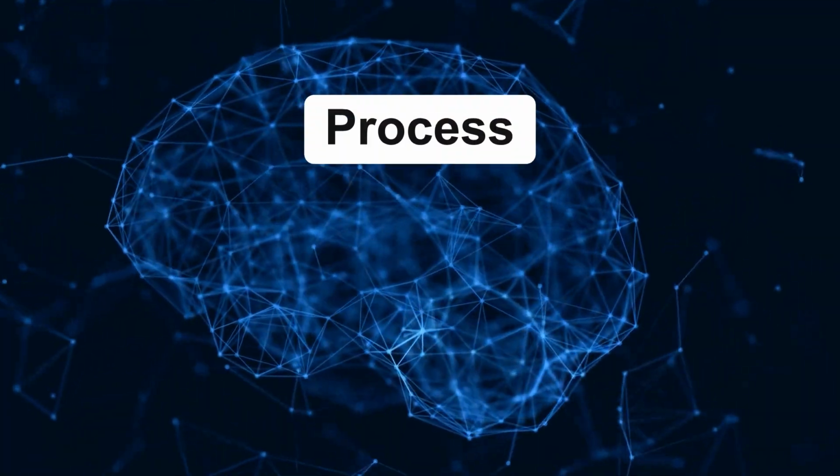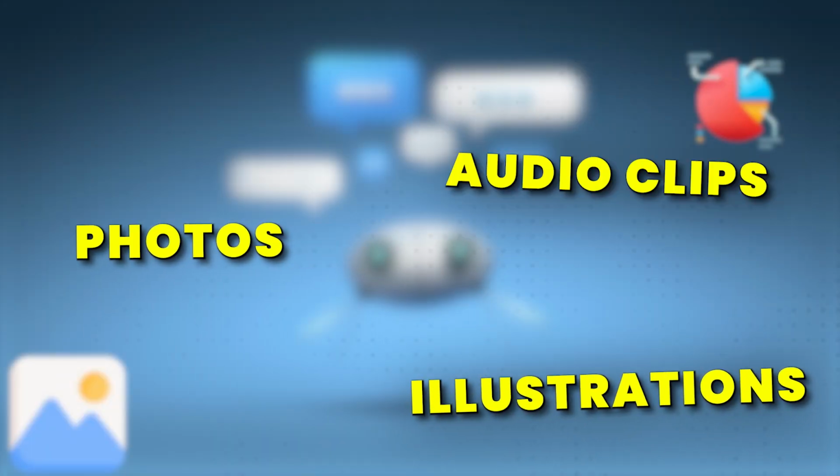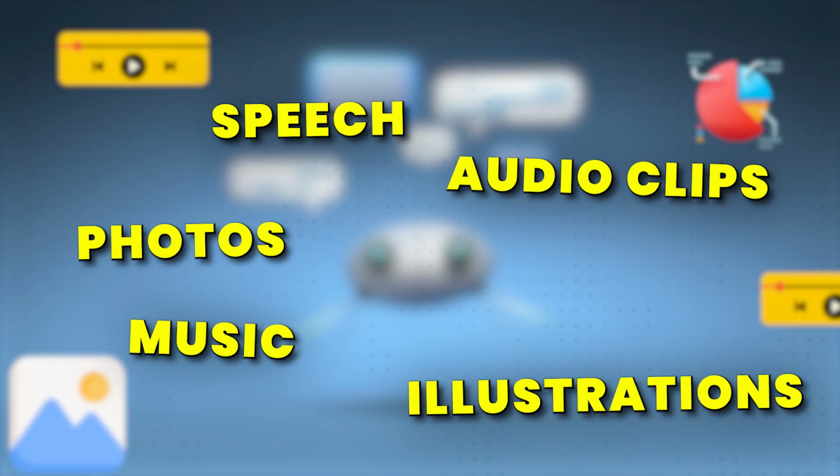What this means is AI mode has the ability to process, understand, and analyze data from multiple sources. Data sources such as text or written language, images, and visual data. This would be things like photos and illustrations, audio clips. This would be speech or music. You can upload video with or without accompanying audio, and code analysis.